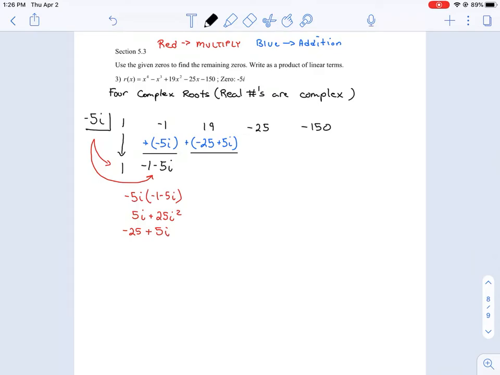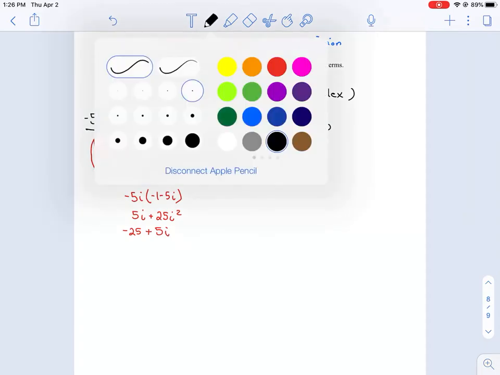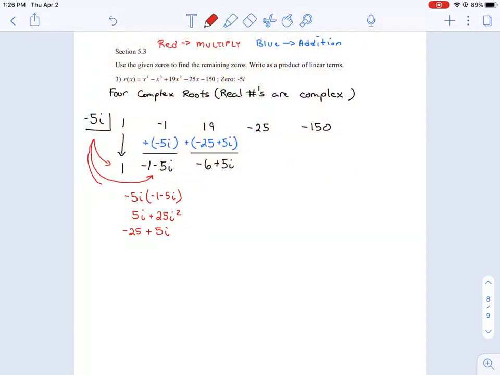Now 19 minus 25 is negative 6. And that's plus 5i. So again, we're going to multiply the negative 5i by the negative 6. So negative 5i times negative 6, and we're going to multiply it by the 5i as well. So that's 30i minus 25i squared. Since i squared is negative 1, this is positive 25 plus 30i.